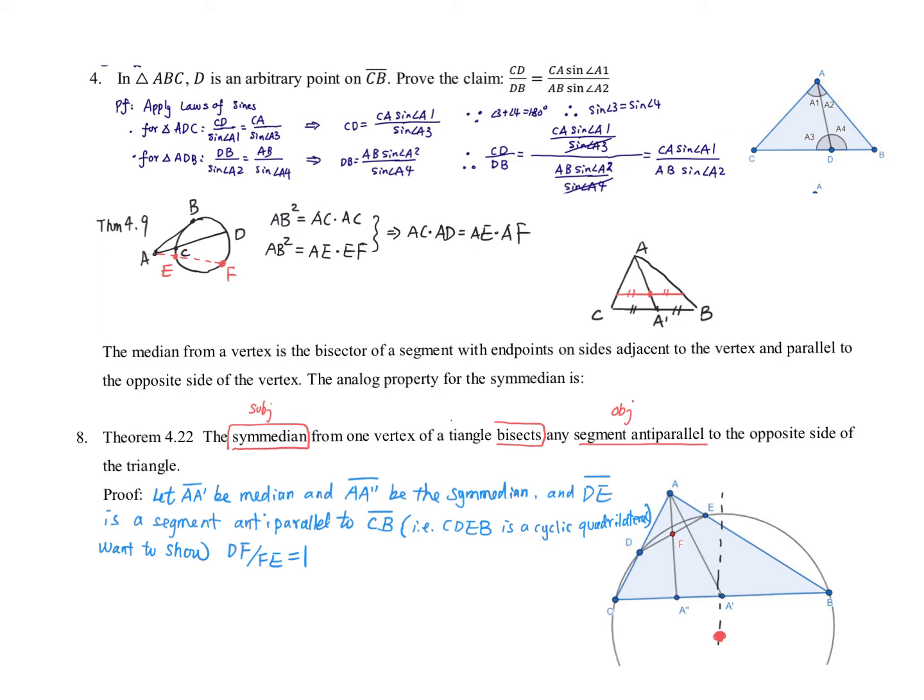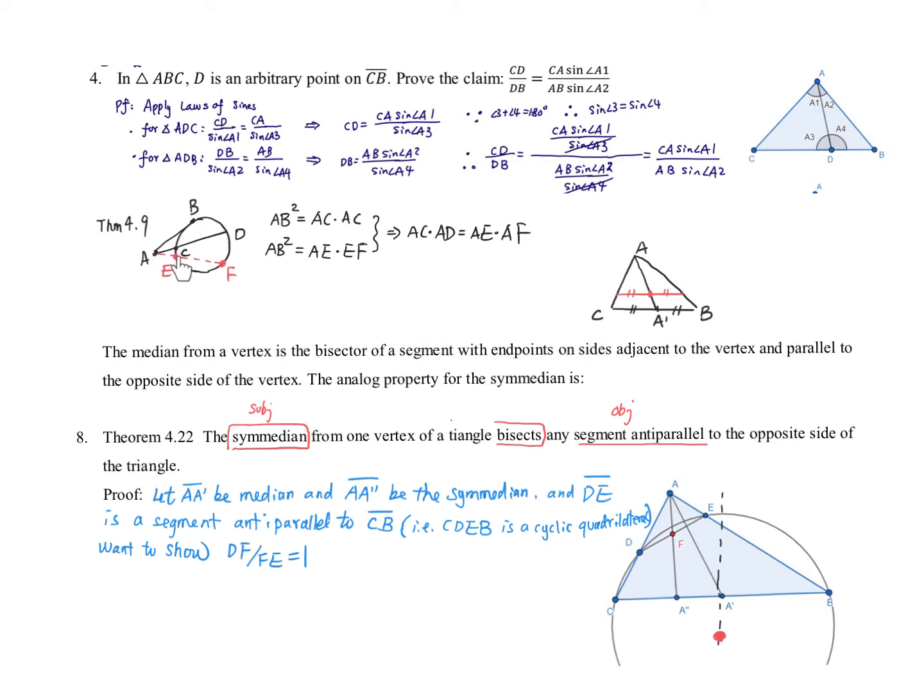Theorem 4.9 says if AB is tangent to this circle, ACD is a secant intersecting the circle at points C and D. Theorem 4.9 says AB squared, the square of this tangent, is equal to AC times AD. That's what Theorem 4.9 says.